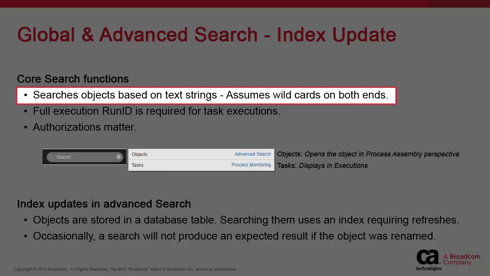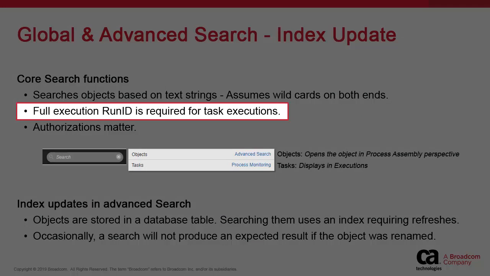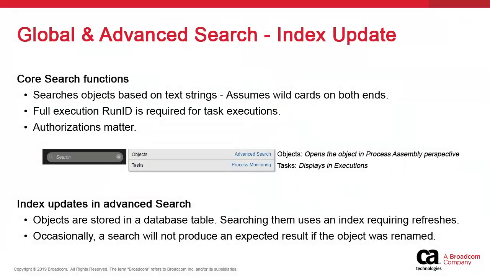Search offers two distinct functions, one focusing on design and one on IT operations. Advanced search takes you to a configurable search interface. The other takes you to the process monitoring perspective. If you search for a task execution by run ID, you need to provide the full run ID. Incomplete IDs would produce too many possible permutations, and so partial IDs are not accepted.